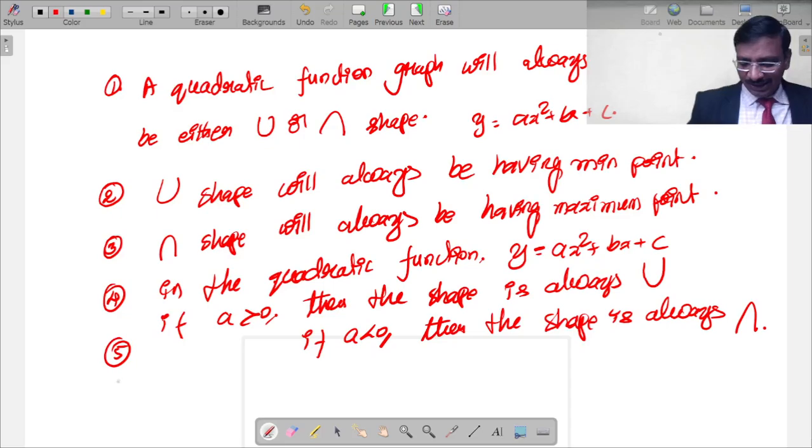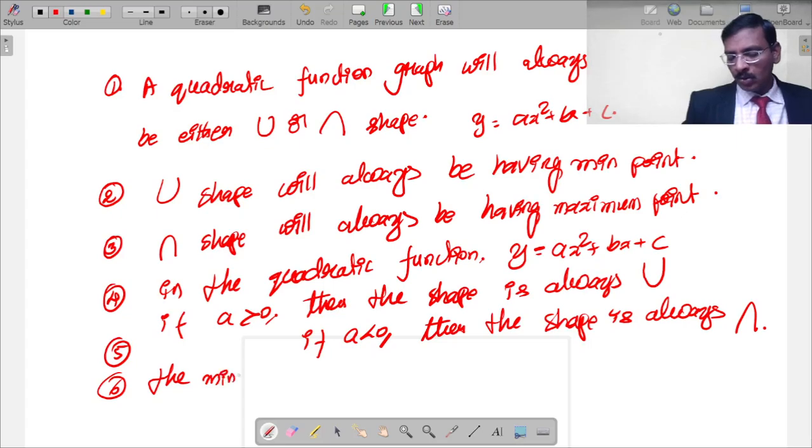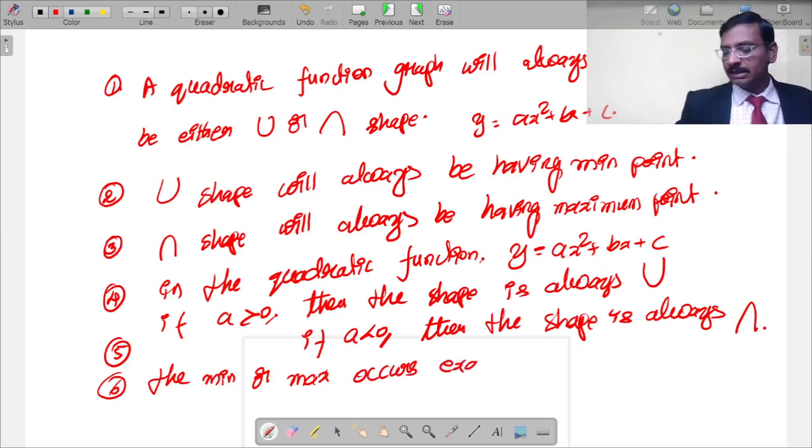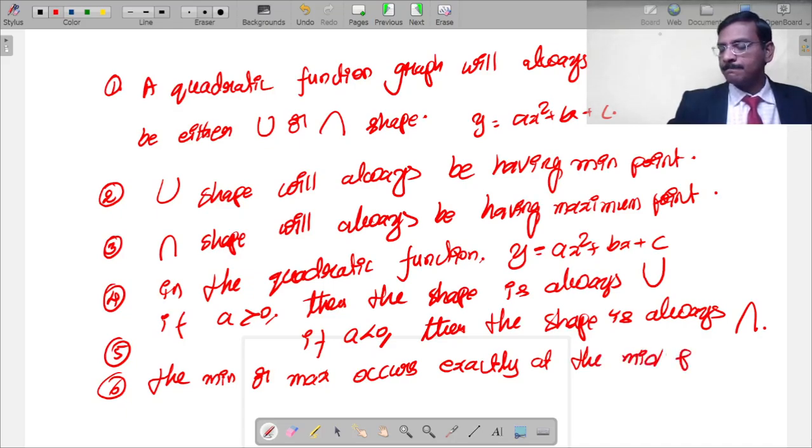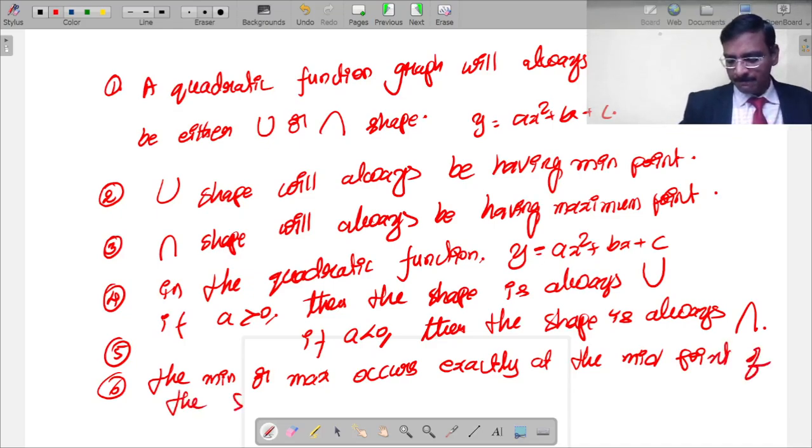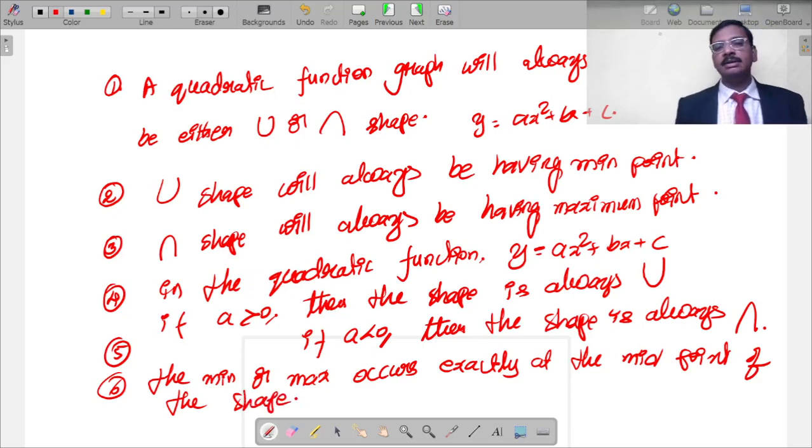And the sixth and important point is, the min or max occurs exactly at the midpoint of the shape. Exactly at the midpoint of the shape, you are going to get either the maximum value or the minimum value. So this is the basic concept on this particular topic.